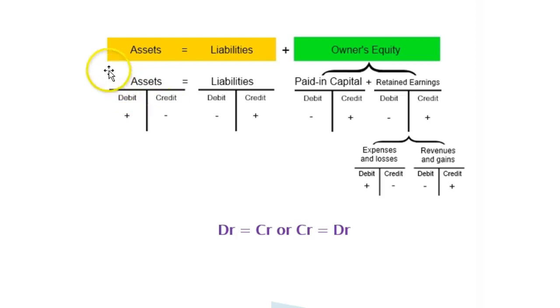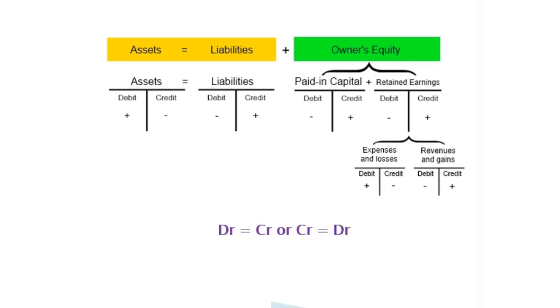Any transactions that you record on the left side of the equation must equal your right side of the equation. And whatever you record on your right side of the equation must equal your left side of the equation. That is why your debits must equal your credits, or your credits must equal your debits.